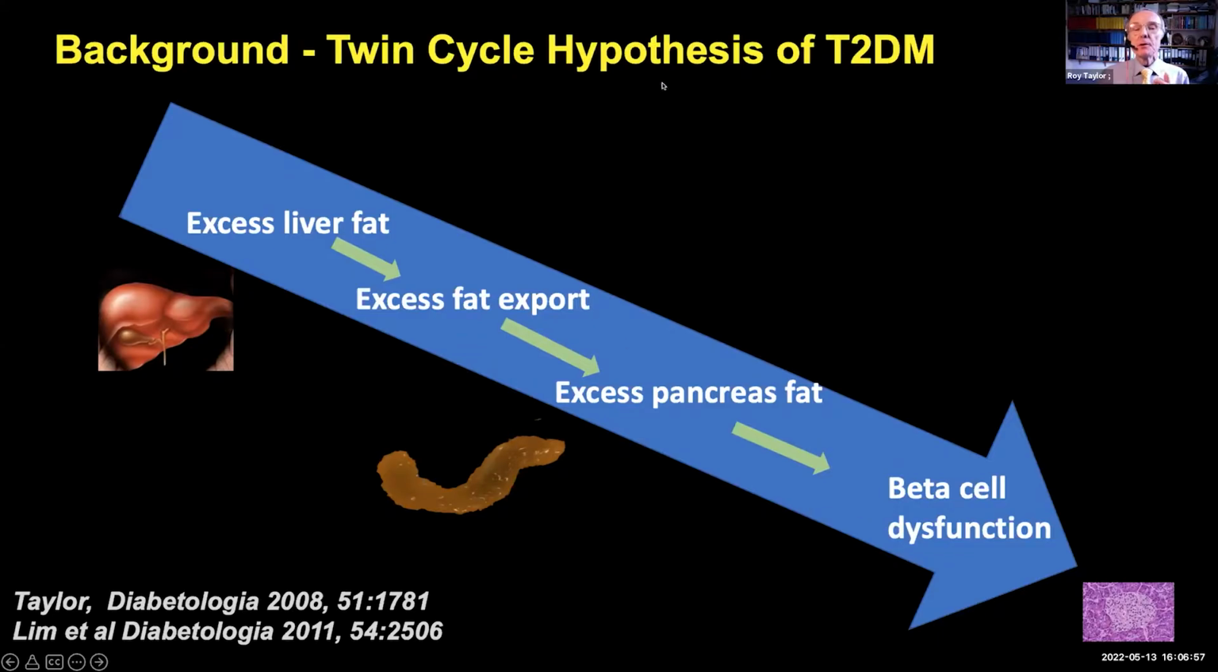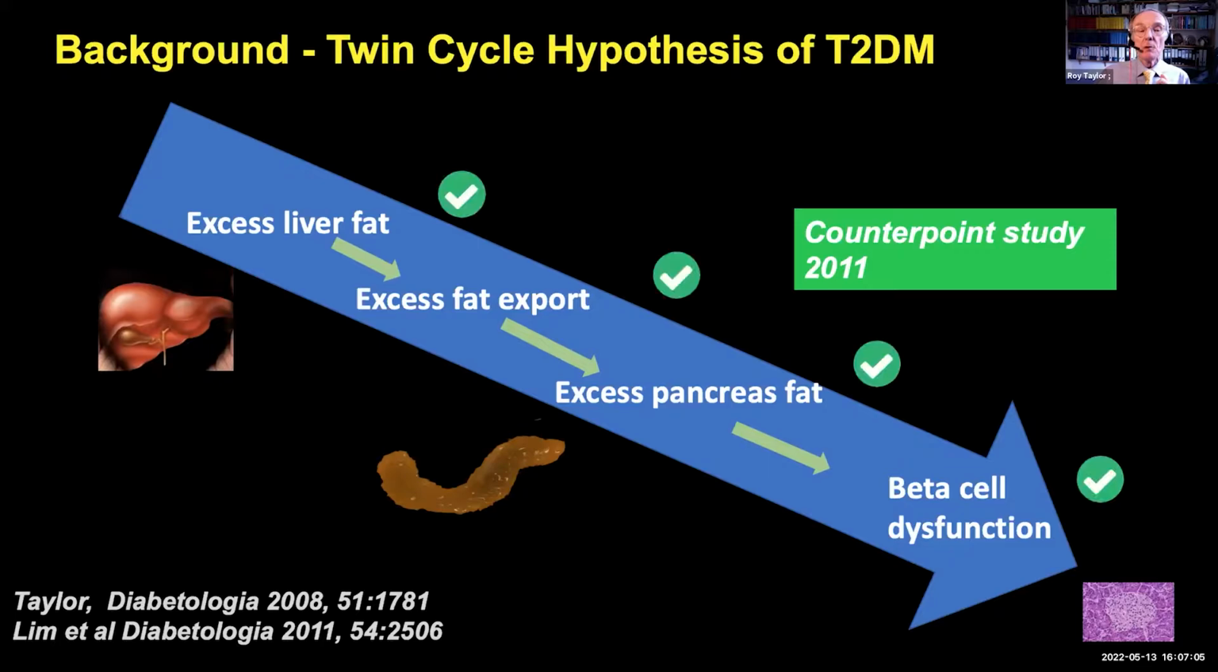So this was a hypothesis, and the only thing to do with a hypothesis is to try and destroy it. We did that with the Counterpoint study, and we showed that each of these big four processes was in fact present. But more than that, we went on to test the hypothesis itself by bringing about weight loss. I'd calculated that approximately 15 kilograms weight loss would be needed to do this.